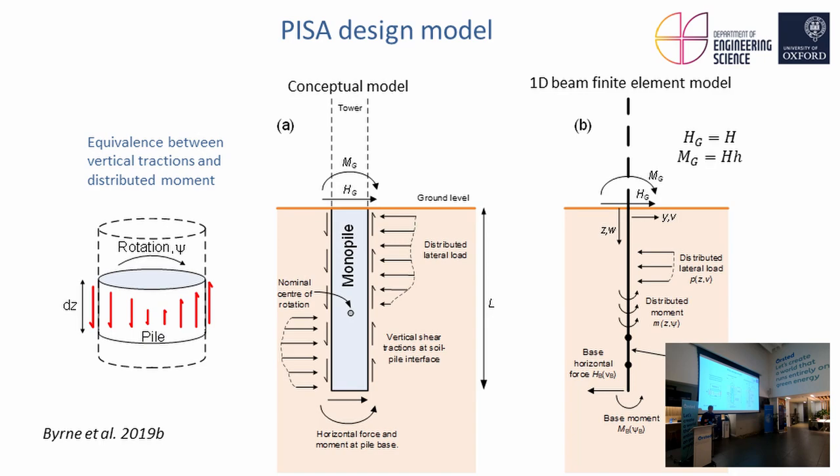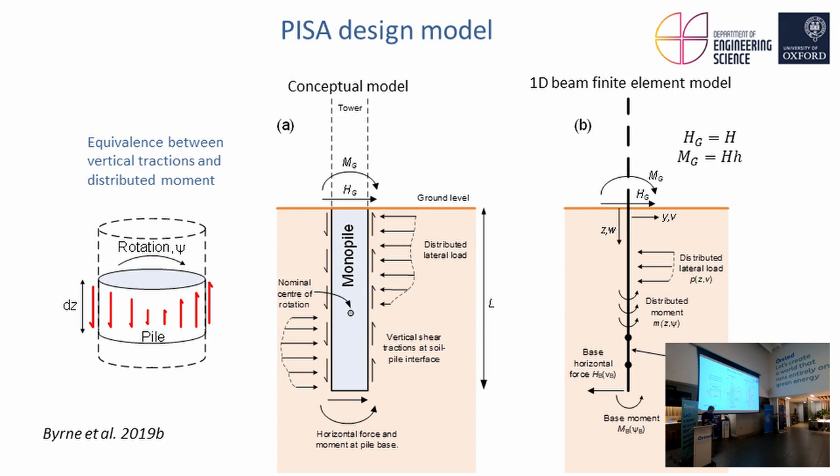So here we go, this is how it works. We have a conceptual model which is a monopile embedded in ground. And because we're academics, we're allowed to start by saying this is essentially homogeneous ground. We've seen a lot about complexity, so we have a single soil type.